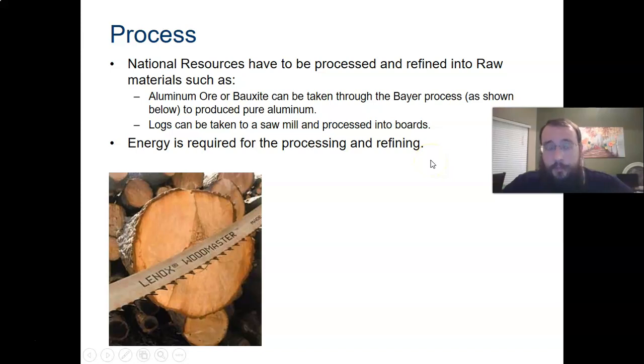The second step is process. Process, you're now taking this natural resource and you're converting it into a raw material. So the logs are going to be taken to the sawmill. You have to remove all the bark because in the bark there is bugs, trapped dirt, saps, and the bark really can't be used for building. So you take it through a machine that debarks it. It basically peels off all the bark or shreds off all the bark.